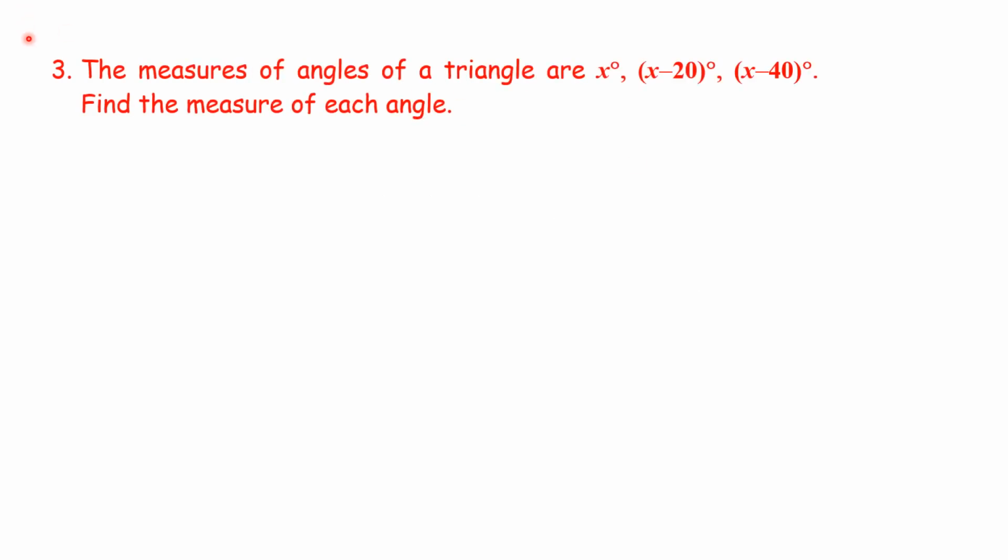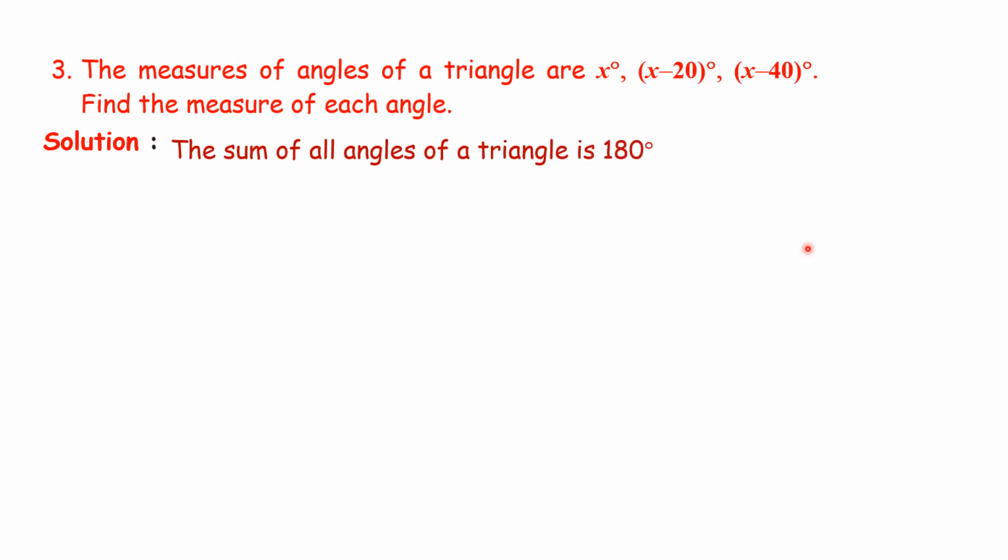Third example. The measures of angles of a triangle are x degrees, x minus 20 degrees, x minus 40 degrees. Find the measure of each angle. Solution. Write down: the sum of all angles of a triangle is 180 degrees. Therefore, x plus (x minus 20) plus (x minus 40) is equal to 180 degrees.